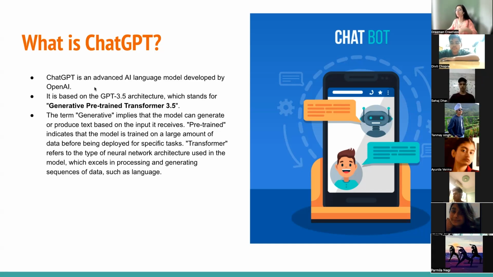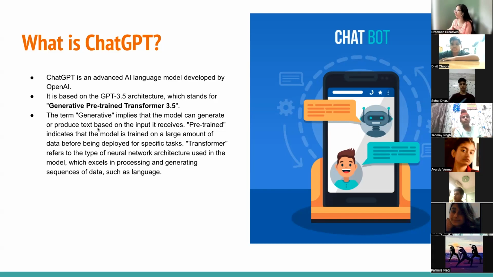So it's a language processing model. It's created by a company called OpenAI. They have worked a lot on it. And it's based on the architecture which is called Generative Pre-trained Transformer 3.5. Now, what is generative? It implies that the model can generate or produce text based on the input.